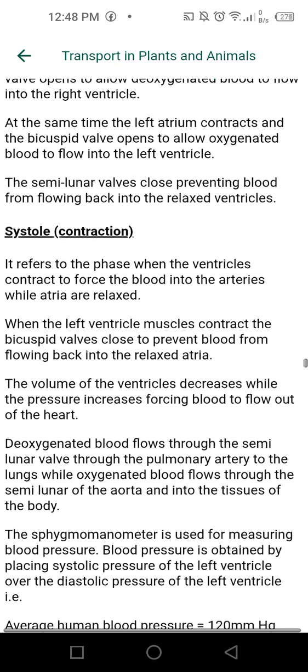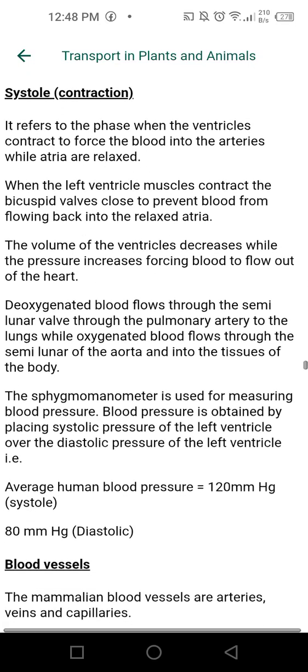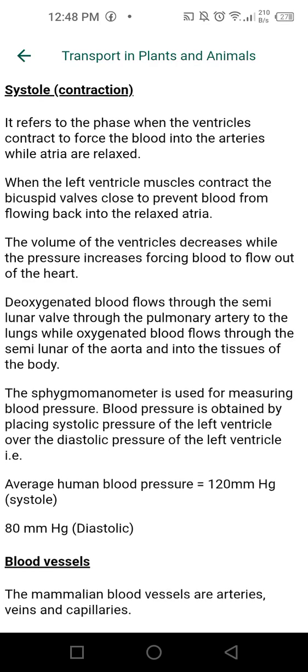Deoxygenated blood flows through the semi-lunar valve through the pulmonary artery to the lungs, while oxygenated blood flows through the semi-lunar valve of the aorta and into the tissues of the body. The sphygmomanometer is used for measuring blood pressure.